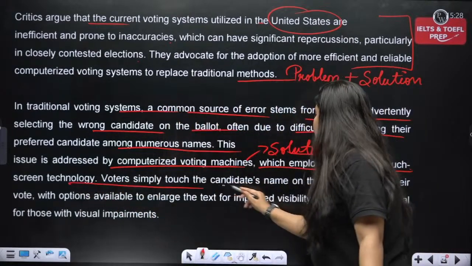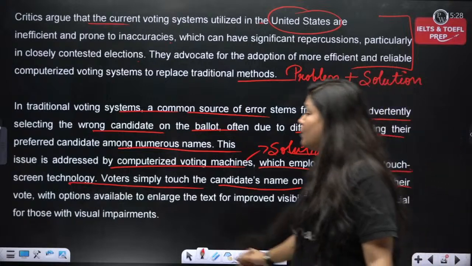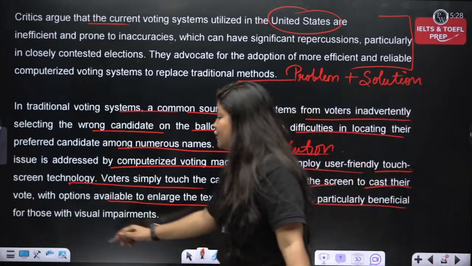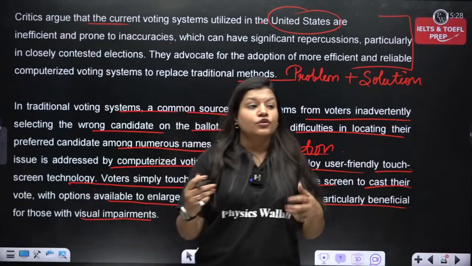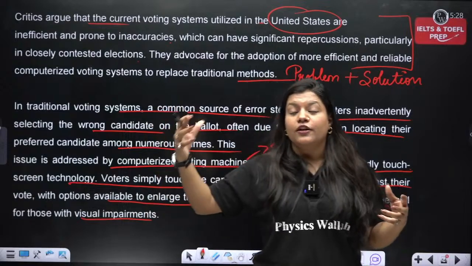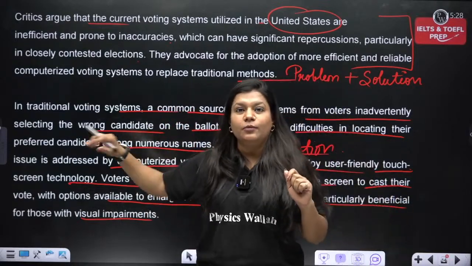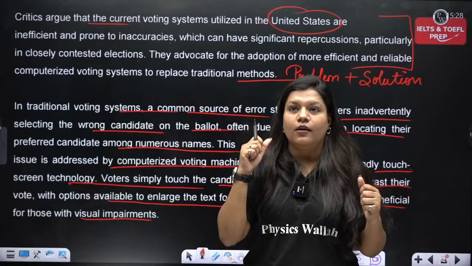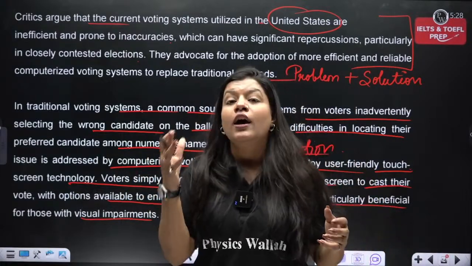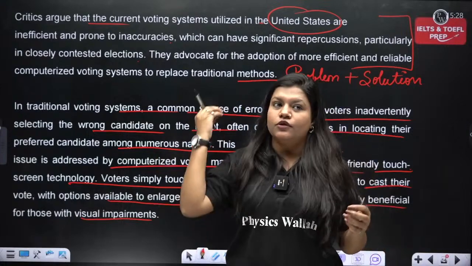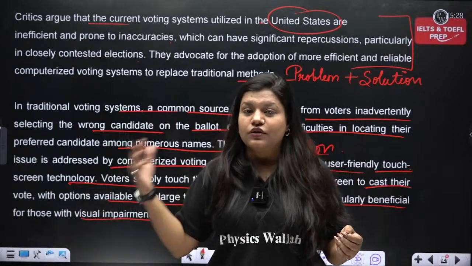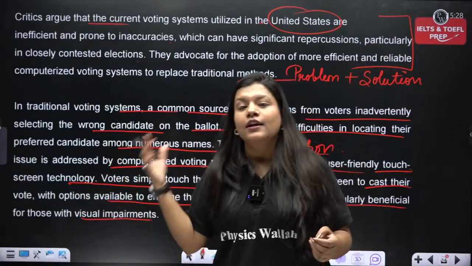Voters simply touch the candidate's name on the screen to cast their vote, with options available to enlarge the text for improved visibility, particularly beneficial for those with visual impairments. So basically, these kinds of problems have been assessed, and the electronic system is being brought in to replace the traditional mode, because people were facing a lot of issues because a lot of names were given. So they have come up with touchscreen technology, so that people don't face problems in voting for the desired person they want.